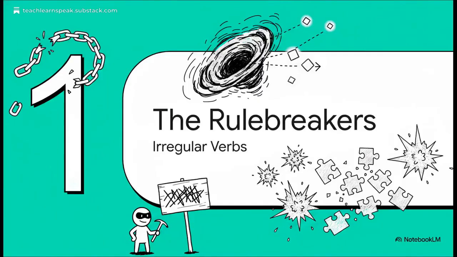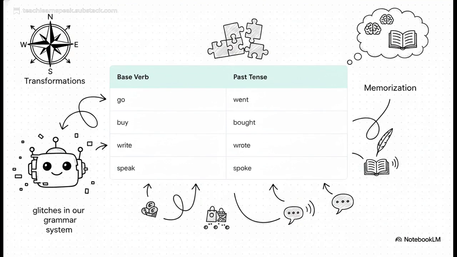All right, let's move right along to section 1, the rule breakers. Now, of course, English being English, it definitely has its rogue elements. We have a map of some really common irregular transformations where our nice, clean mathematical formula just totally breaks down. Our base verbs are on the left: go, buy, write, and speak, but as you know, we don't say goed, we say went. We definitely don't say buyed, we say bought. Write transforms into wrote, and speak shifts entirely into spoke. These are essentially little glitches in our neat grammar system. And honestly, they just simply have to be memorized so you can deploy them correctly.